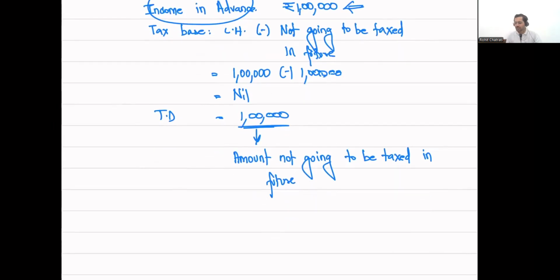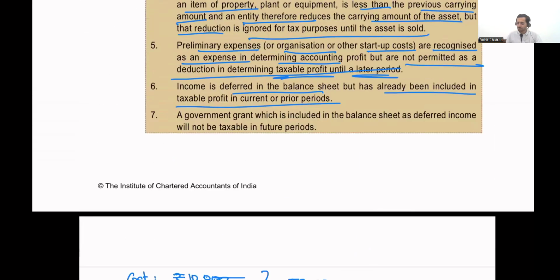All right, so therefore this is treated as a deductible temporary difference, because income not getting taxed in future is like a benefit, and hence is regarded on par with a deductible temporary difference, and on this I'm going to have a deferred tax asset. All right, so that is with regards to point number 6.